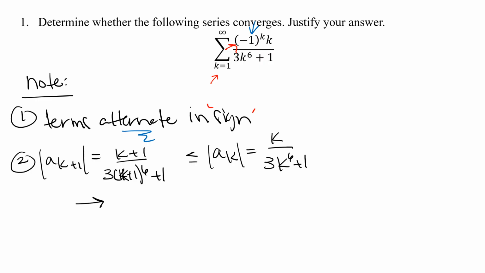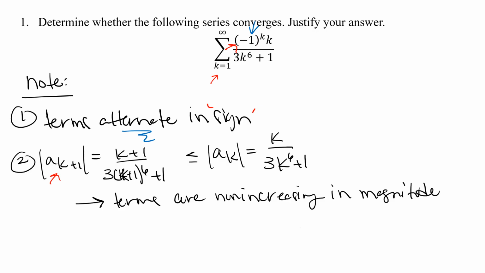So what does this mean? This means that our terms in our series are non-increasing. In other words, they are decreasing as our k grows, okay? So non-increasing in magnitude.